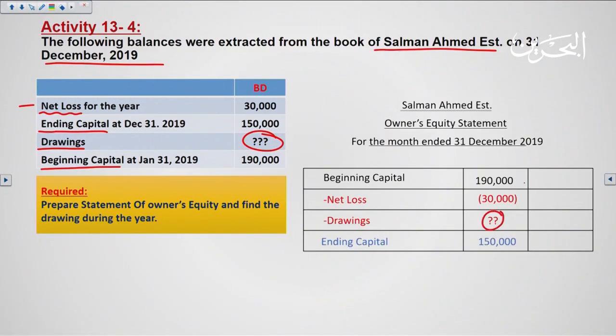Now I have to figure out how to calculate this figure. So I will start with these two figures. I will subtract them and I will get this amount, 160,000 BD. Now I will calculate the drawings by subtracting these two elements and I will get 10,000 BD for the drawings.